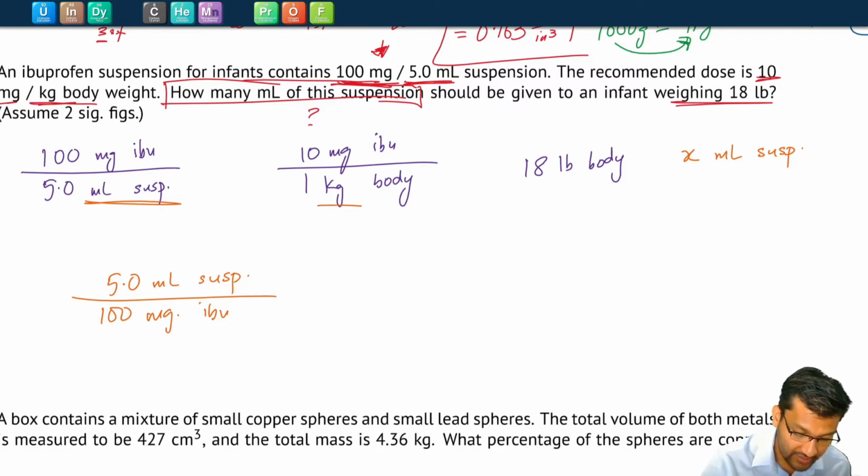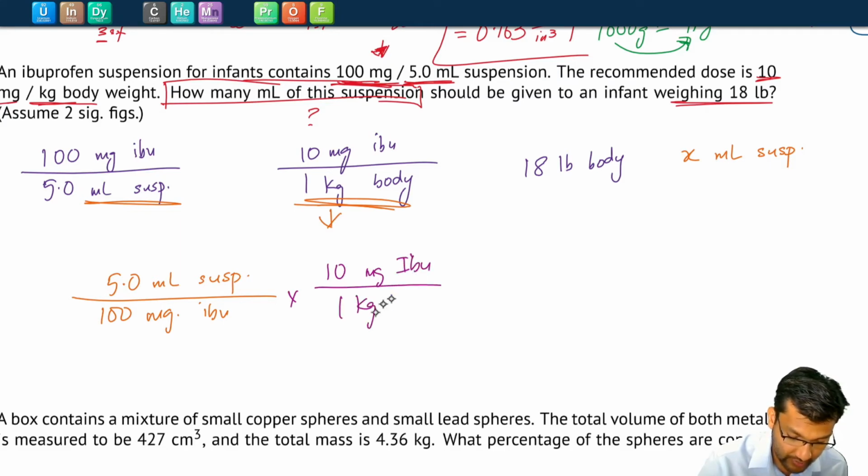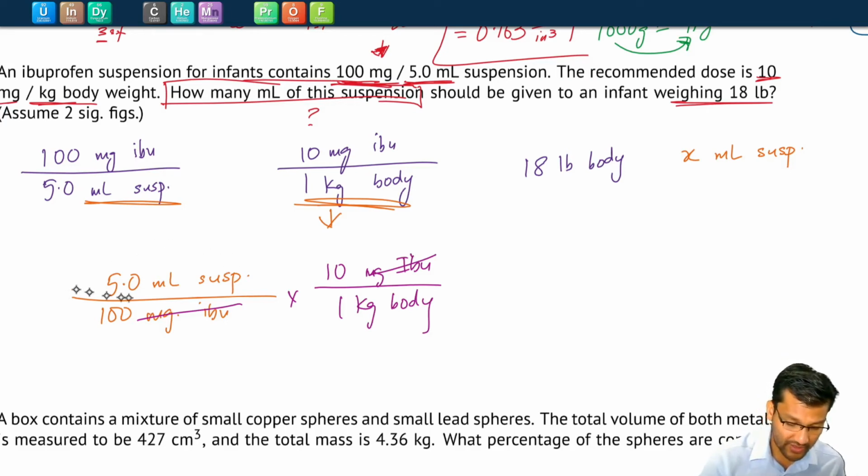And over here, we're given something that can help us convert milligrams of ibuprofen to kilogram of body weight. So we can add that. So let's just multiply by 10 milligrams of ibuprofen per 1 kg of body weight. And because dimensional analysis is helpful, the milligrams of ibuprofen cancel out. So that way we can have milliliters of suspension per kilogram of body weight. But again, our answer just needs to be milliliters of suspension. We have kilograms of body weight that we can get rid of.